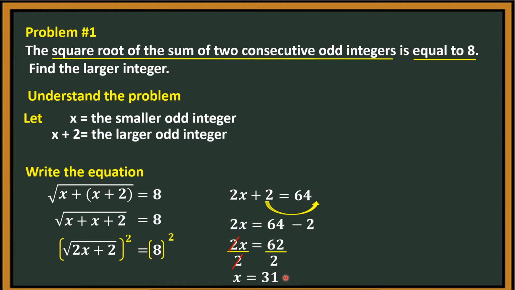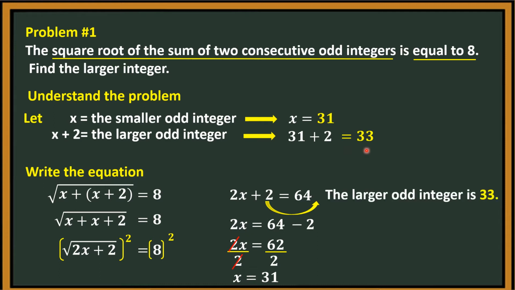So, since meron na tayong value ng x dito, balik tayo dito sa una. Yung x, that is ang smaller odd integer. So, kung ang x natin ay 31, so, ang 31 ang smaller odd integer. And then, yung larger odd integer, we're going to substitute 31 for x. So, we will have now 31 plus 2, that is equal to 33. Therefore, ang larger odd integer natin is 33.